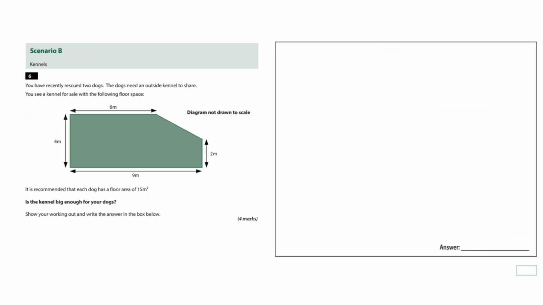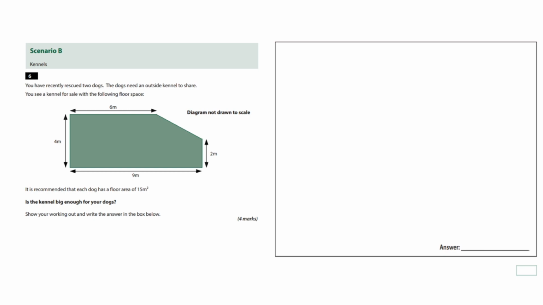Scenario B, kennels. Question 6. You have recently rescued 2 dogs. The dogs need an outside kennel to share. You see a kennel for sale with the following floor space. It is recommended that each dog has a floor area of 15 meters squared. Is the kennel big enough for your dogs? Show your working out and write the answer in the box below.